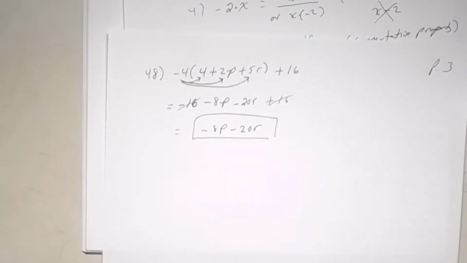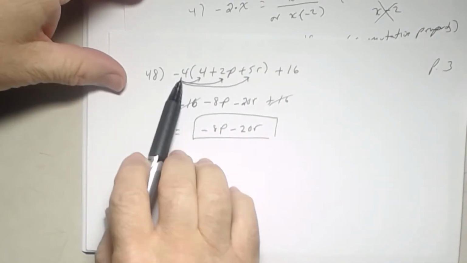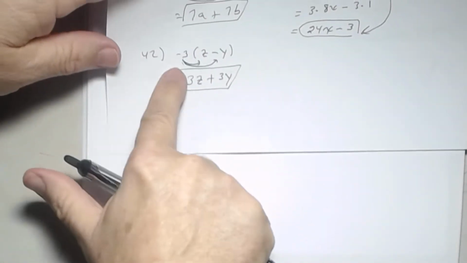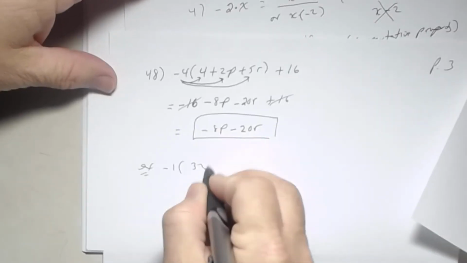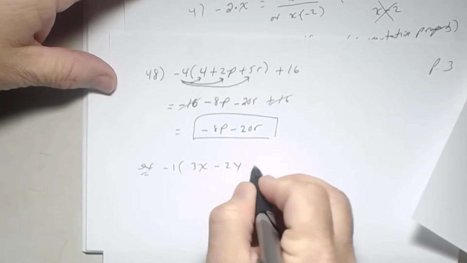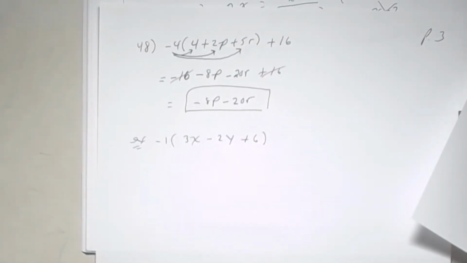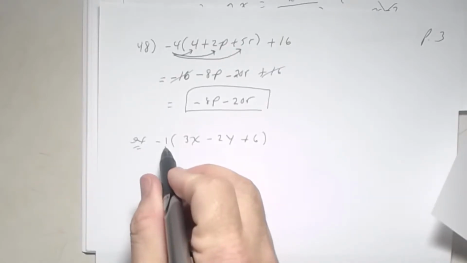All right. Now let's look at this example before we do the next one. I'm going to write it like this. So in the previous two examples, number 42 and 48, you had a negative you had to distribute, correct? Okay. So let's suppose we had this: negative 1 times 3x minus 2y plus 6. So what are you going to do? Distribute the negative 1, right?